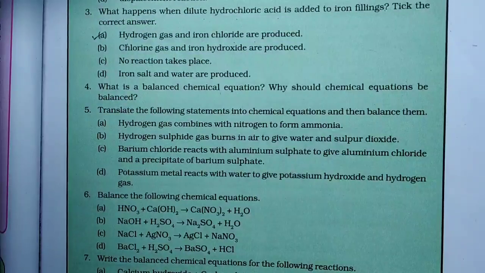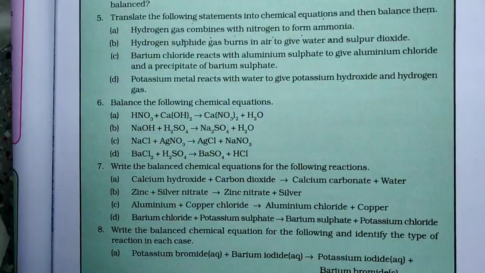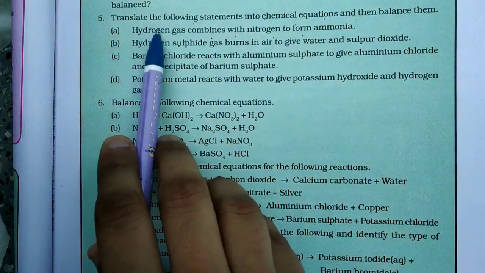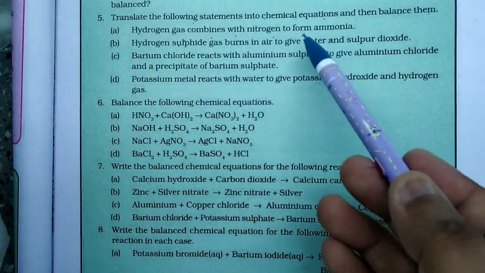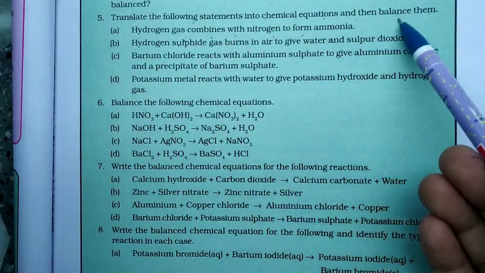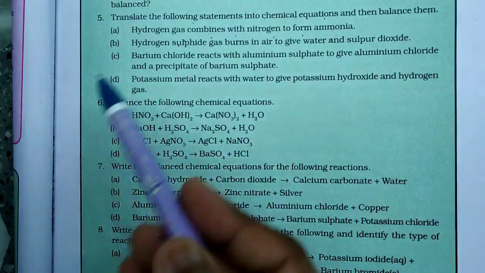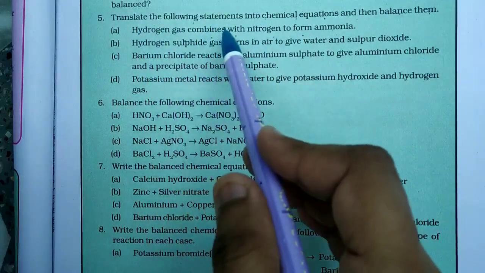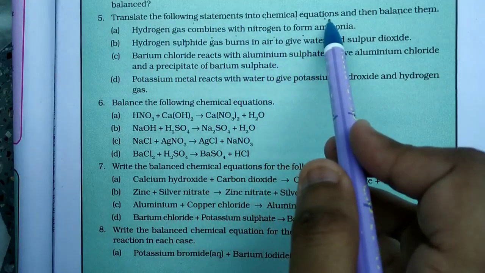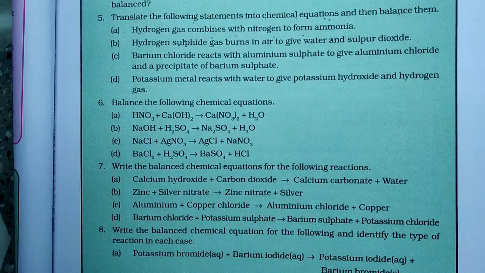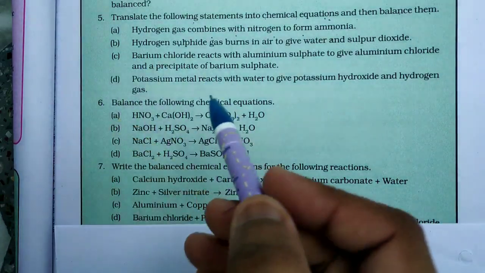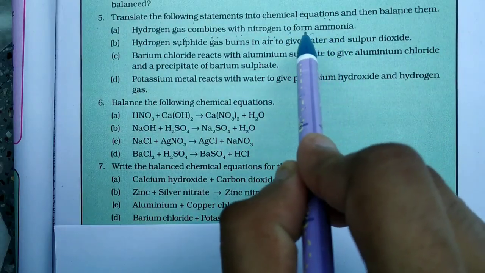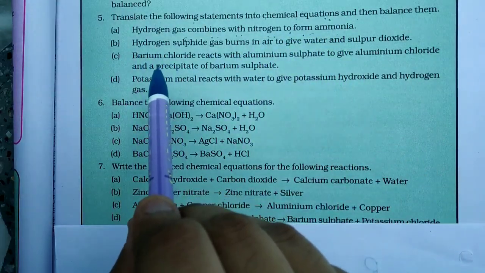Next question number 5 is: translate the following statement into chemical equations and then balance them, okay? Firstly, this question we have to write as a statement into a chemical equation and then balance, okay? First part is hydrogen gas combined with nitrogen to form ammonia. So we will firstly write this equation in symbol form.